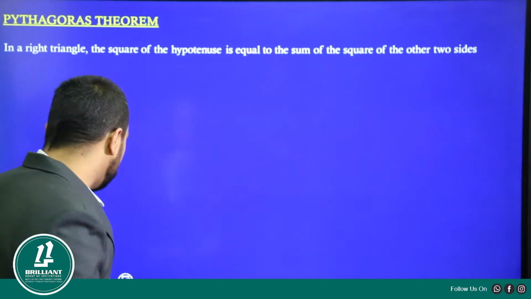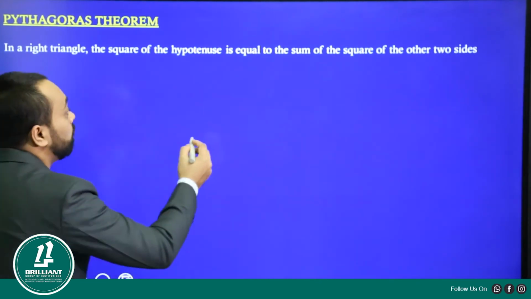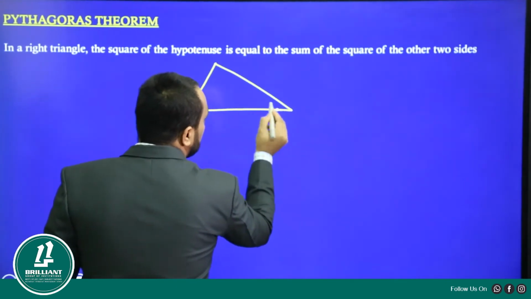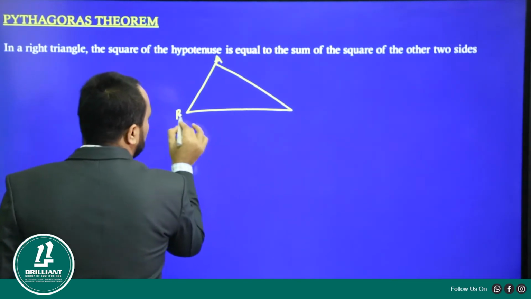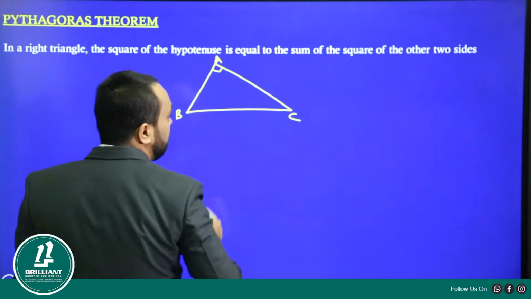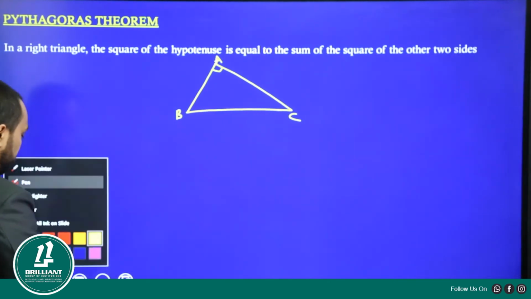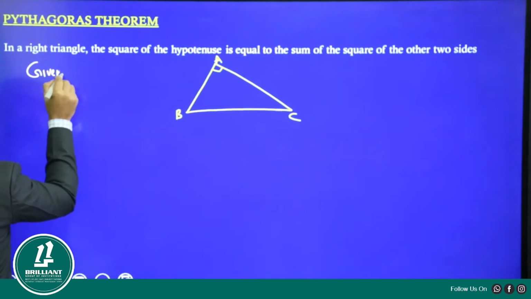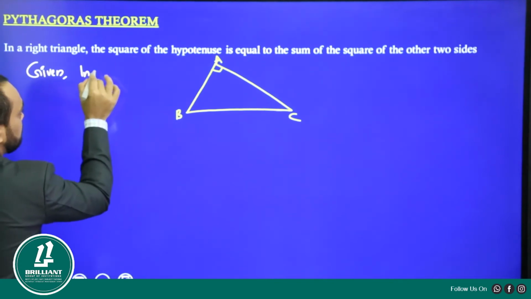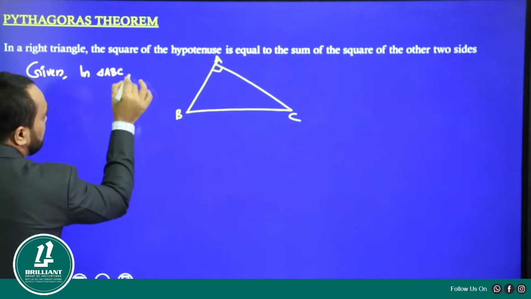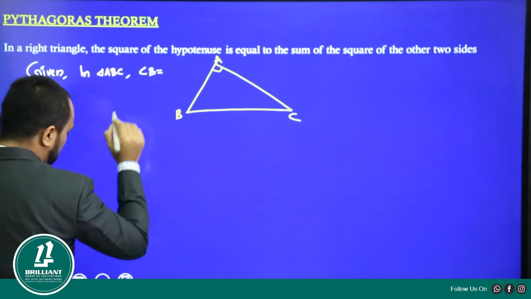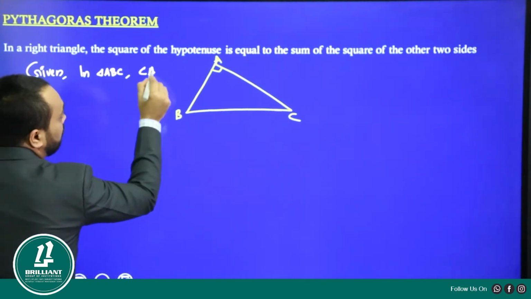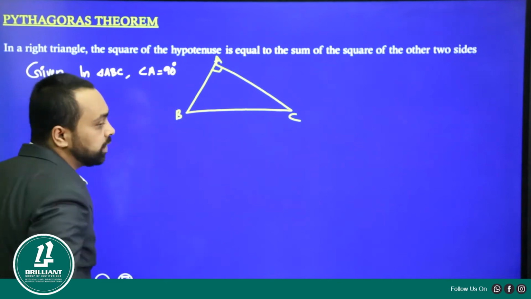We can start. First of all, we have the diagram. We have to draw one right triangle. Let triangle ABC be a right triangle at A. We can start with the procedure. First of all, the given things. Here it is given that triangle ABC is a right triangle, right angle at B. Sorry, right angle at A. Angle A is equal to 90 degrees. This is what is given.